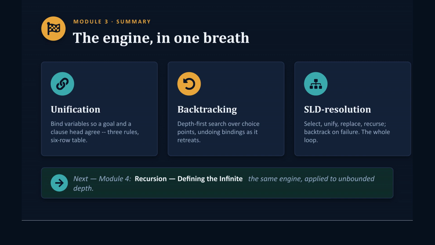To summarize, unification matches a goal to a clause and binds variables to make them agree, governed by 3 simple rules and the 6-row table. Backtracking is depth-first search over choice points, undoing bindings as it retreats. And SLD-resolution is the loop that combines them: select, unify, replace, recurse, and backtrack on failure. Next, in Module 4, we put this engine to its most powerful use, recursion, defining relationships of unbounded depth, and watching the very same unification and backtracking carry a definition all the way down to its base case.